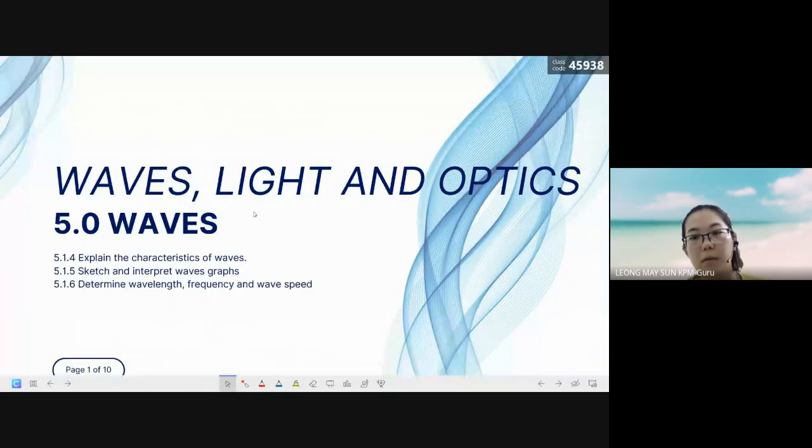Okay, so we're going to do a quick recap on waves, light, and optics. Today we are hopefully going to cover these few things: determine wave frequency, wavelength, and if we manage to, we're going to go into resonance and also damping today. All right, so let's proceed.